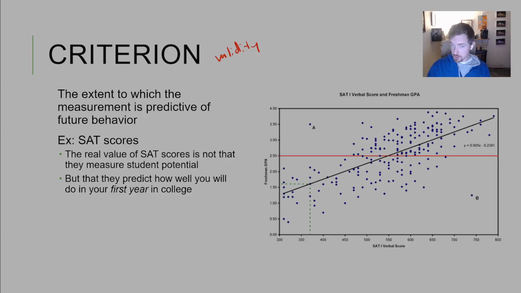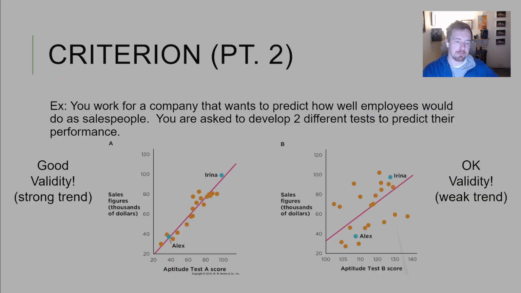If I know that somebody's really tall, I can probably assume they're taller than average. Then I can probably assume that they're going to weigh more than average as well, and that would be an example of criterion validity.